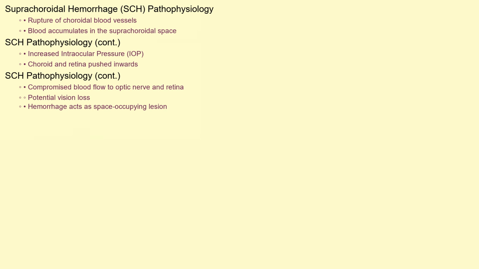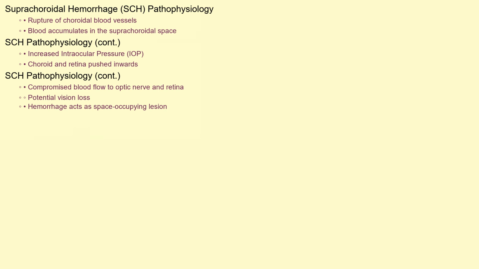The pathophysiology of SCH is complex. Basically, it involves the rupture of choroidal blood vessels. During surgery or due to trauma, or even spontaneously in susceptible individuals, these vessels can be damaged. When this happens, blood rapidly accumulates in the suprachoroidal space.